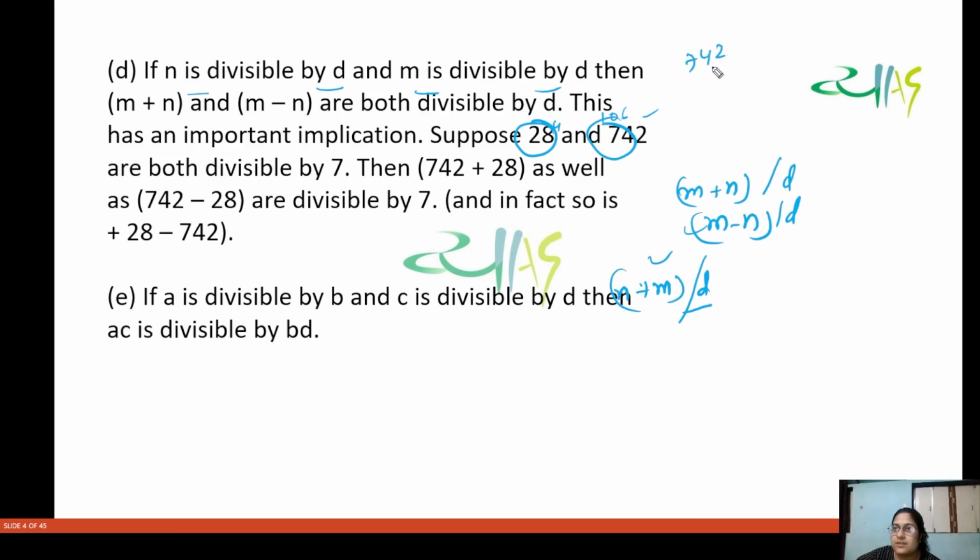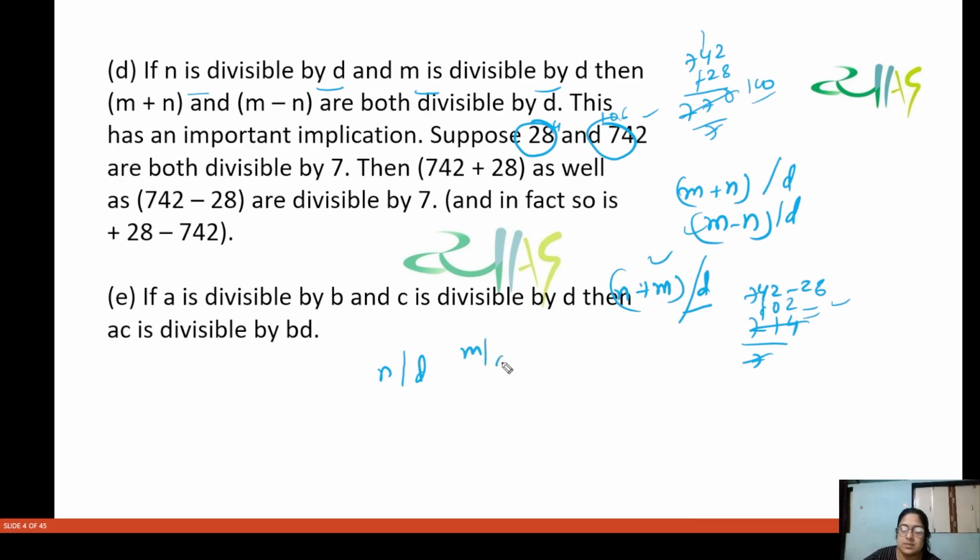Now check for 742 plus 28. This will be 770. This is very apparent. This is divisible by 7. And just subtract 742 minus 28. So this will be 714, and we know obviously this is divisible by 7. All right. So always remember that if n is divisible by d and m is divisible by d, then m plus n is also divisible by d and m minus n is also divisible by d. All right. So this is what it is all about.